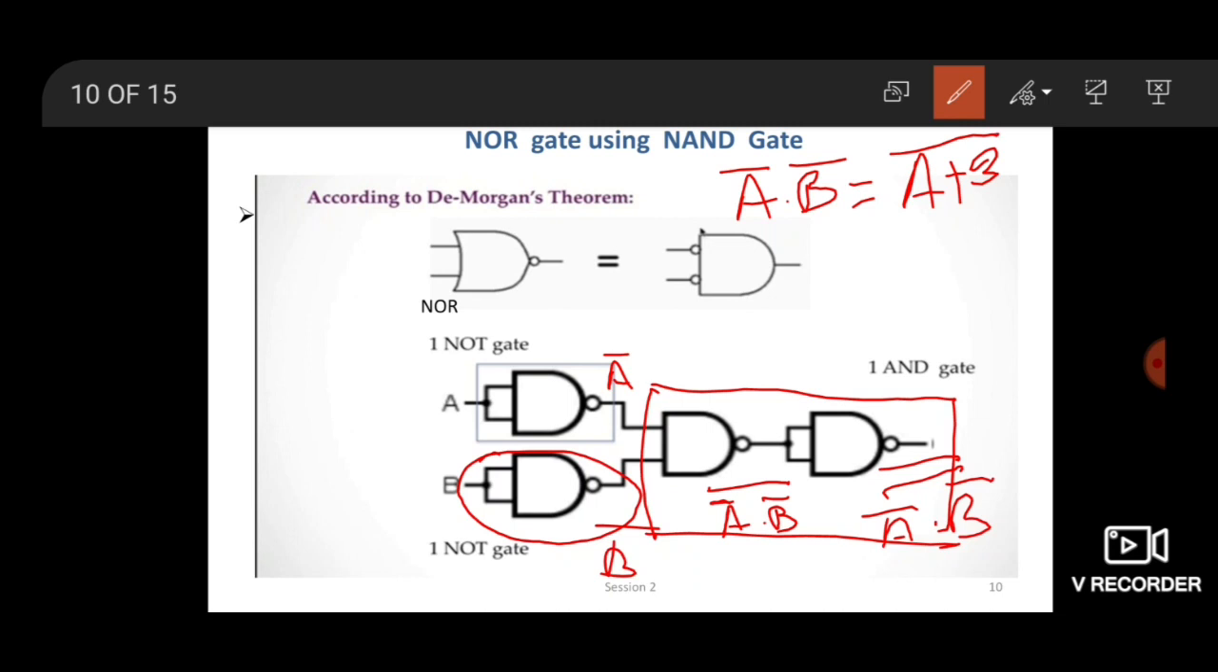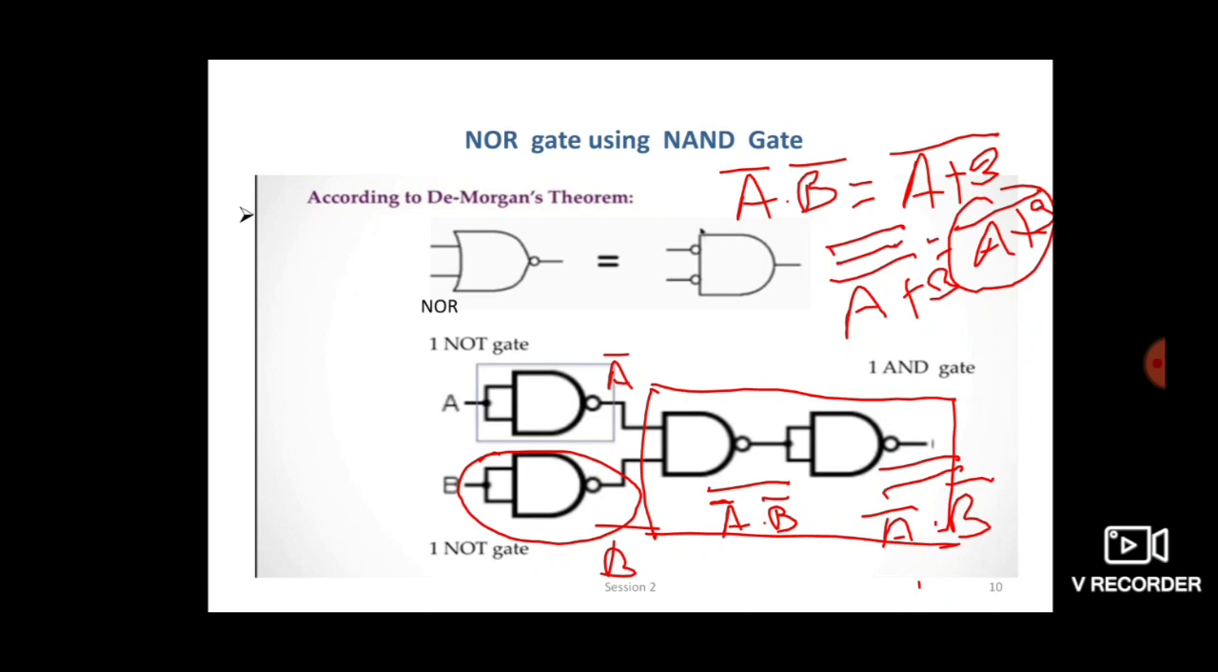Now put this value in this equation. Right here, instead of A bar dot B bar, write A plus B bar. Now if double bar is there, what is the output? Double bar gets cancelled, then just write A plus B bar. Now this is the equation of NOR gate. Understood? Then this is the total circuit of NOR gate. These two NAND gates act as NOT gates, and this is the AND gate. Understood how to construct NOR gate using NAND gate?